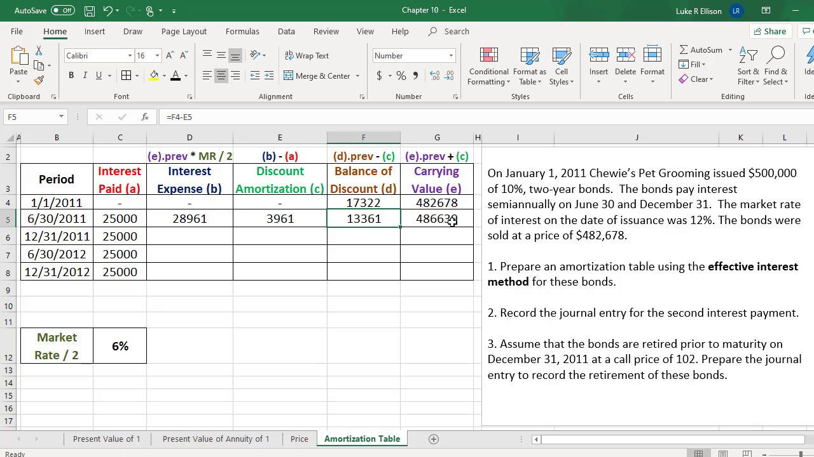And you might be wondering, well, what if I had a premium? Well, then you could take the par value and you'd have to add the balance of the premium. So a lot of these signs kind of get switched around if you did have a premium.